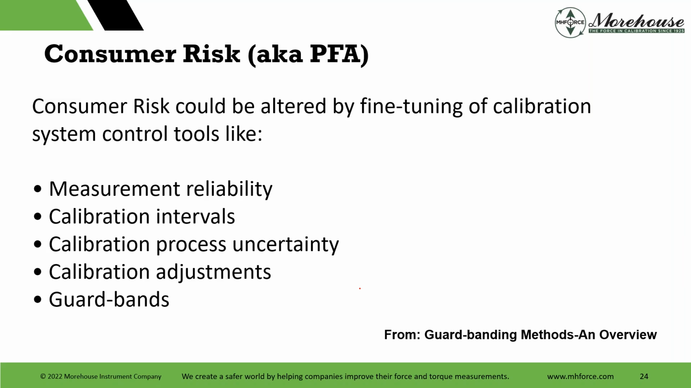Other things you need to know: consumer risk, also PFA, can be altered by tools like controlling measurement reliability and calibration intervals. Hey, if I have things that are constantly failing calibration, one thing I can do is look at my interval analysis. Maybe I put it out too long. If I have things that are always passing, maybe the 6-month interval that I have could go to 9 months. Calibration process uncertainty, calibration adjustment, guard bands.